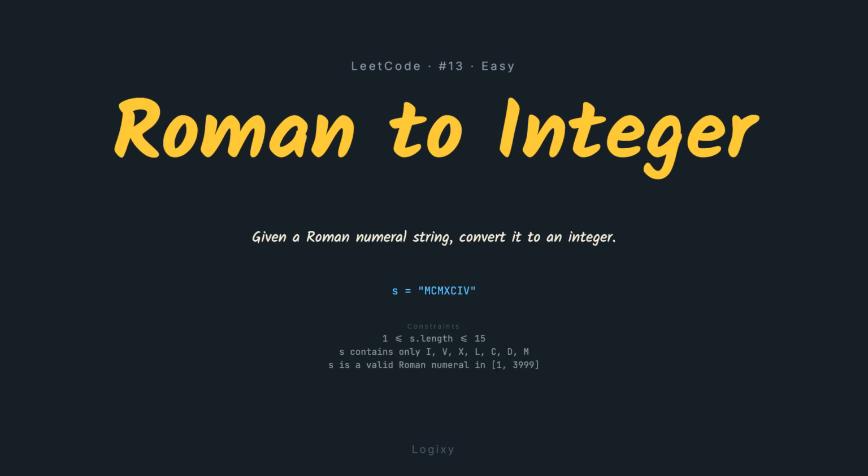Here's a question. How do you read a Roman numeral like XII as a number? 12. 10 plus 1 plus 1. Easy. But what about IV? That's 4, not 5 plus 1. Why?